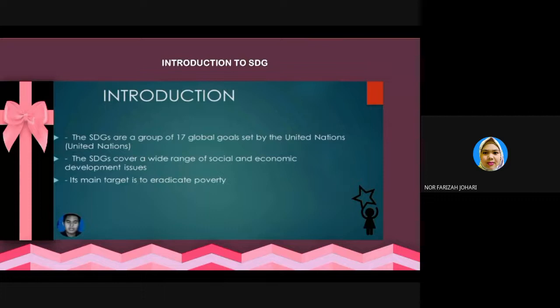SDG are also known as Transforming Our World, the 2030 Agenda for Sustainable Development. Its main target is to eradicate poverty. As we know, the development progress of a country is measured by the poverty rate.